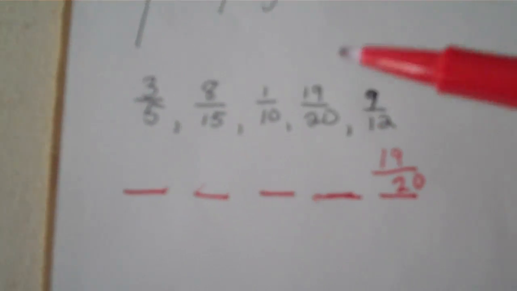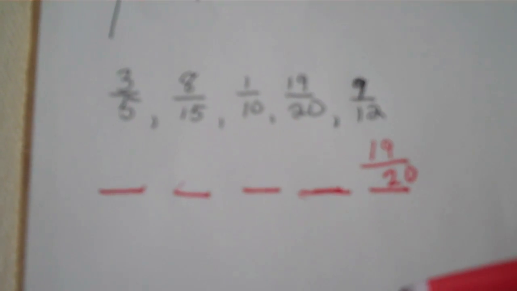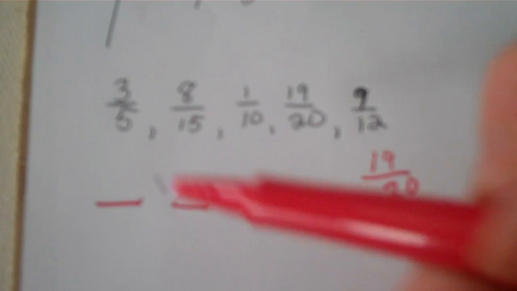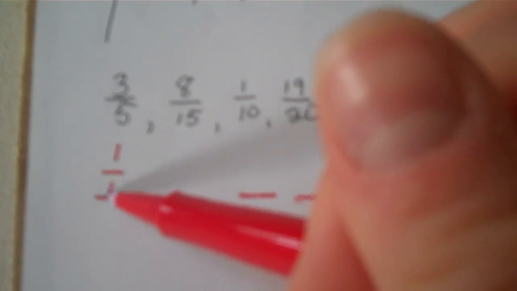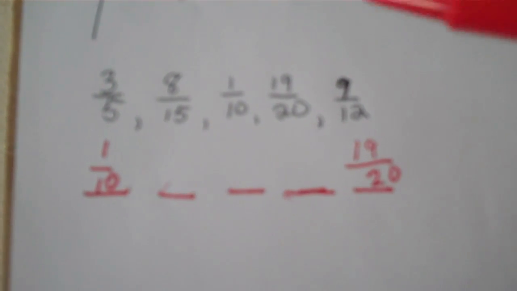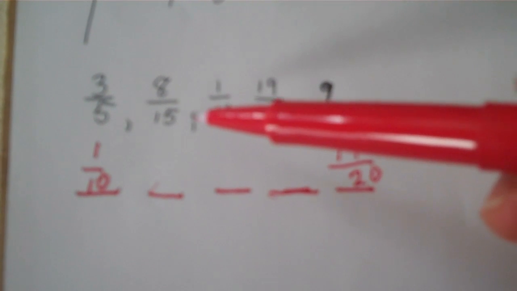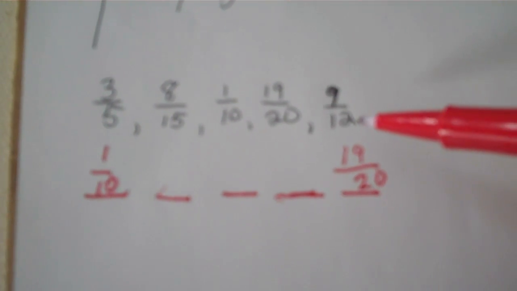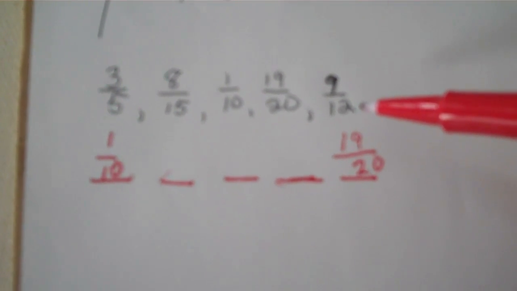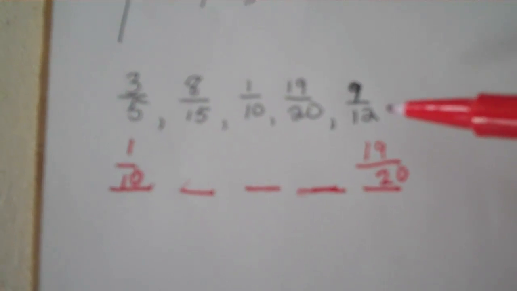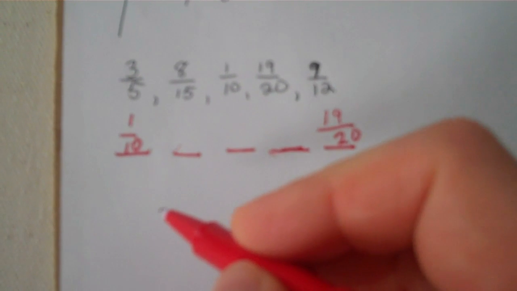I can also see that 1/10 is the smallest. It's only 1/10 away from being nothing at all. I'm going to put 1/10 in the smallest one. Now I've got 3/5, 8/15, and 9/12. All are pretty close to a half, a little bit bigger than a half. So I need to find the common denominators to compare them.